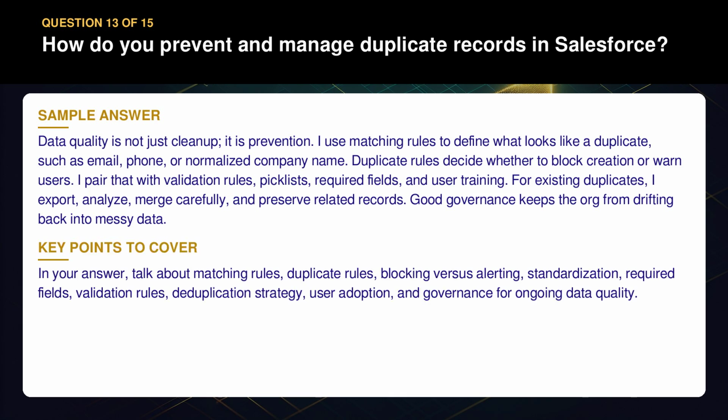In your answer, talk about matching rules, duplicate rules, blocking versus alerting, standardization, required fields, validation rules, deduplication strategy, user adoption, and governance for ongoing data quality.